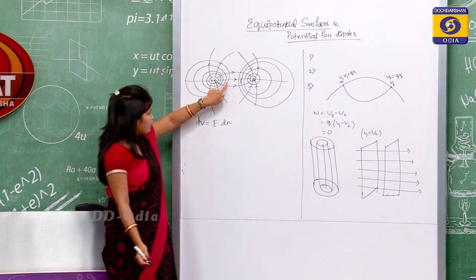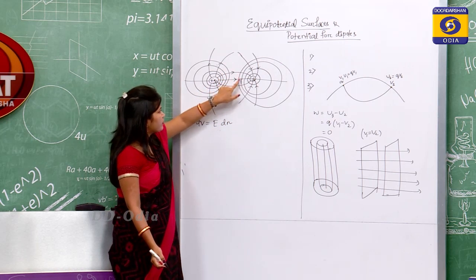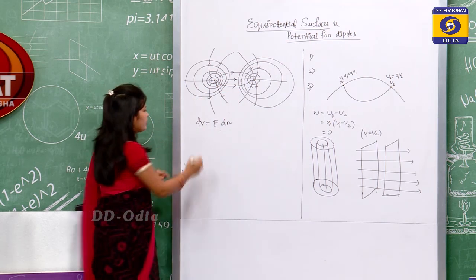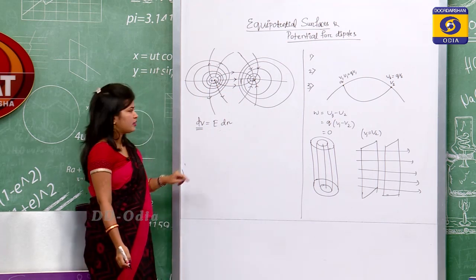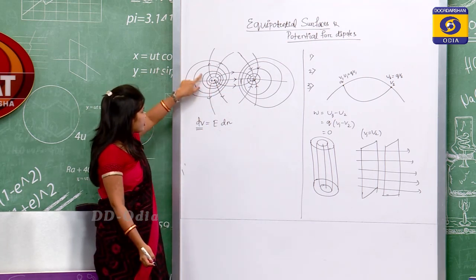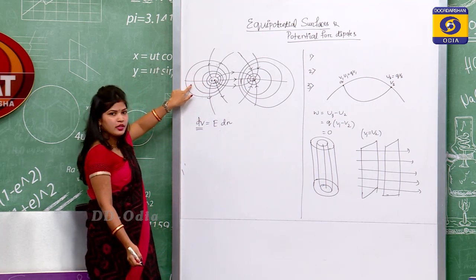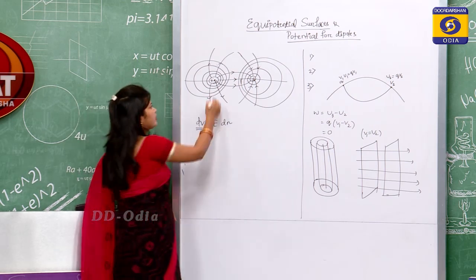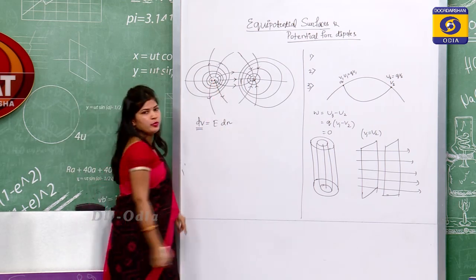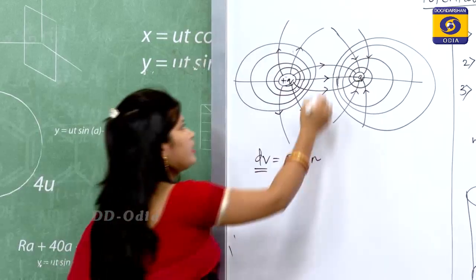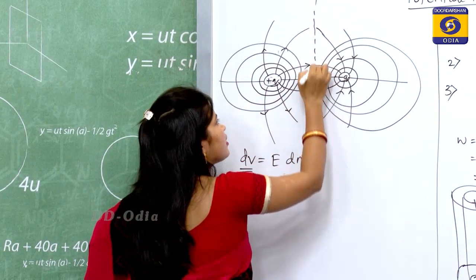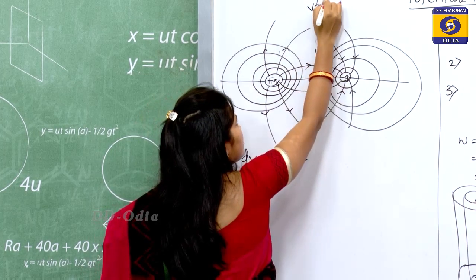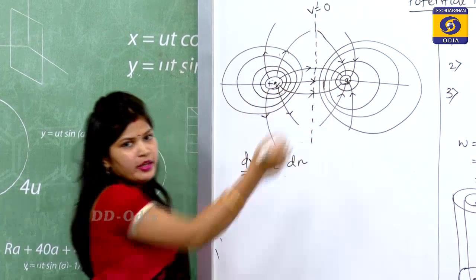So, when there is strong electric field, the distance will be smaller to get the same potential. Here the electric field is weak, so the distance will be larger to get the same potential. So, that is why these are the structures of equipotentials. And at the equatorial line, potential is 0. I will find later.